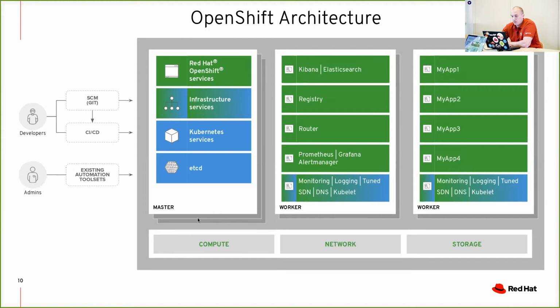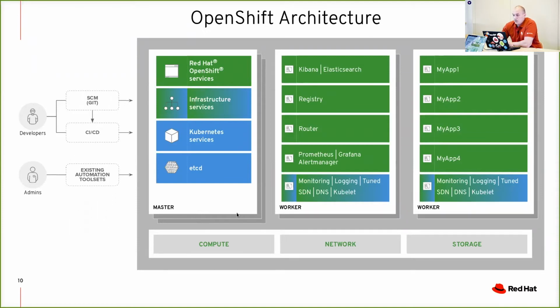When you install the cluster, there will be two types of machines. The first one is master nodes. And master nodes are the control plane for your cluster. So this is where the core Kubernetes services will be deployed, the etcd database, which holds the cluster configuration, and also some additional OpenShift-specific services that extend the core Kubernetes functionality.